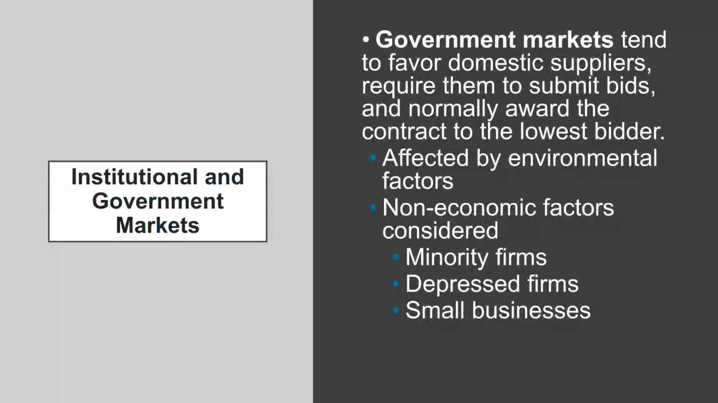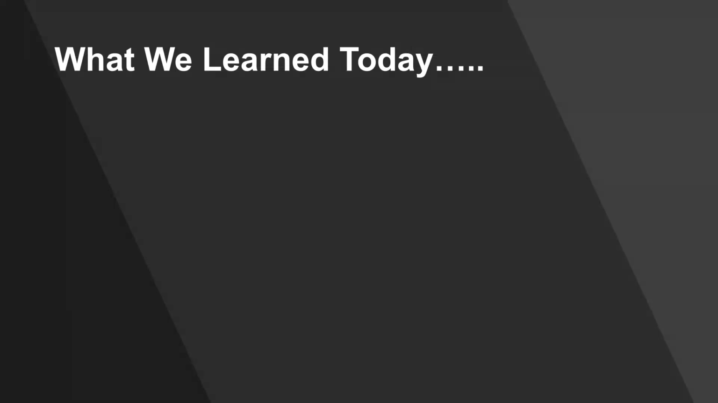From a government perspective, they are also impacted by environmental factors, but also by non-economic factors. So when you're selling to a government entity or an institutional entity, you also have to meet their regulations. So the government, in order to support small businesses, will put laws in place that you have to purchase a certain amount of products from minorities or depressed firms or small businesses. So that's also a factor that impacts the way that institutions and governments purchase.